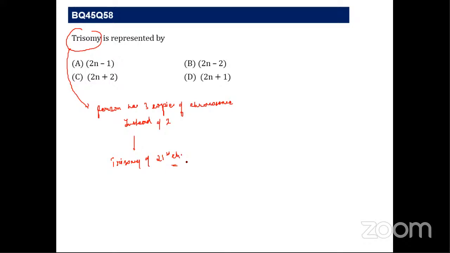Yes, put your answers in the chat box. In which disorder are we going to find trisomy of the 21st chromosome? Three copies of chromosome number 21. Perfect. Very good, Darshini. Very good, Kashish, right? Trisomy of the 21st chromosome we are going to find in Down's syndrome. So how are we going to represent it? We are going to represent it like this: 2n plus 1. There is one extra copy of a chromosome.